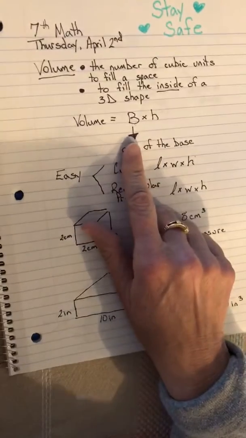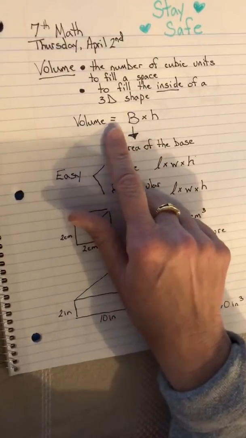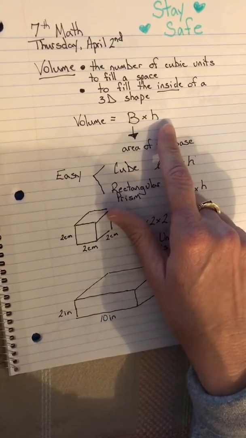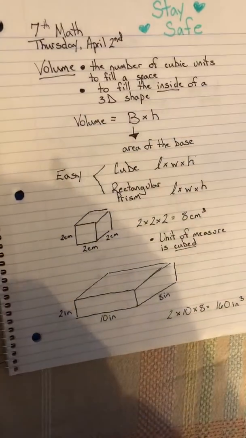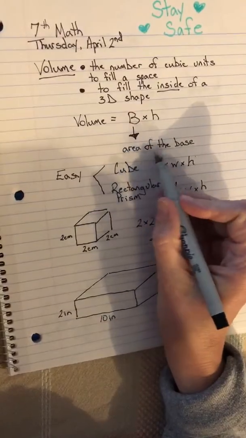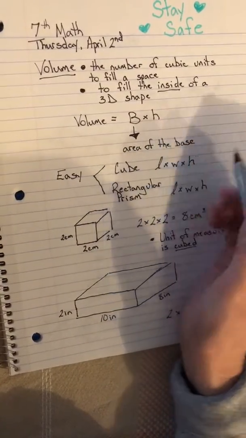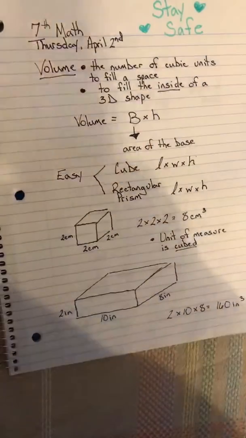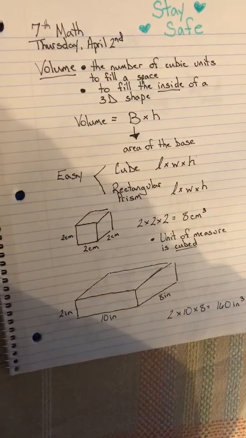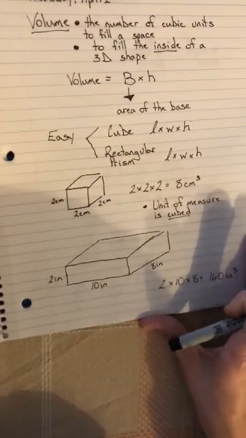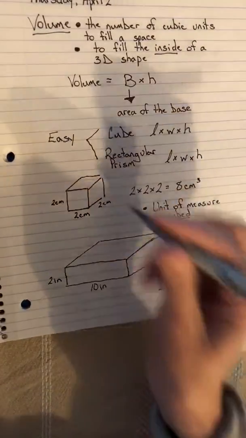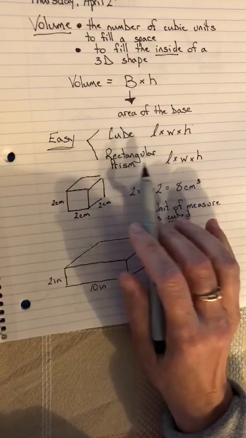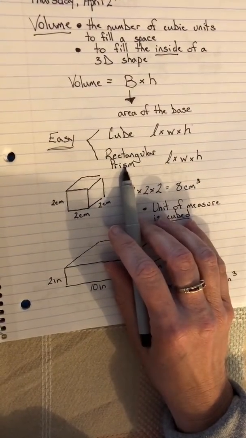So here is the formula. Volume equals capital B times the H. The capital B means it is the area of the base of the three-dimensional shape. We will get into that a little bit more when we get to the trickier problems. We're going to start off with the simple ones. The easiest ones are the cube and the rectangular prism.